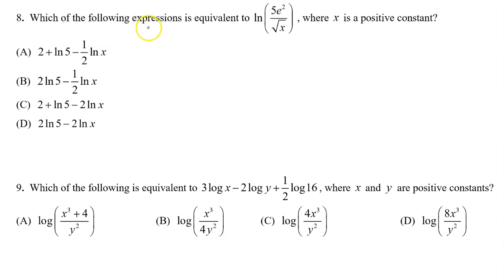Number 8. Which of the following expressions is equivalent to natural log 5e squared over the square root of x, where x is a positive constant? So I see three factors inside this quotient. So I can rewrite this using three natural log terms. Natural log of 5. This comes from the numerator, so I will leave it positive. And then I will have natural log e squared, also the numerator, so also positive.